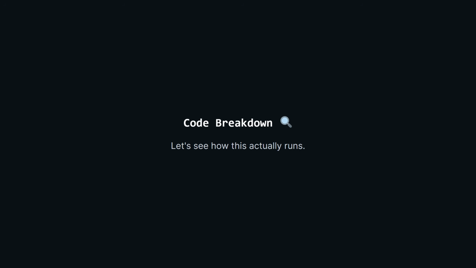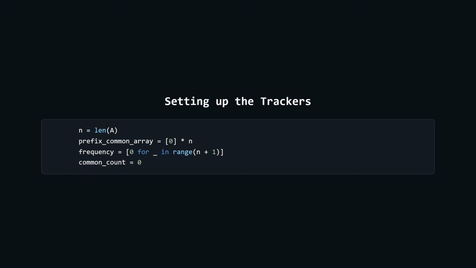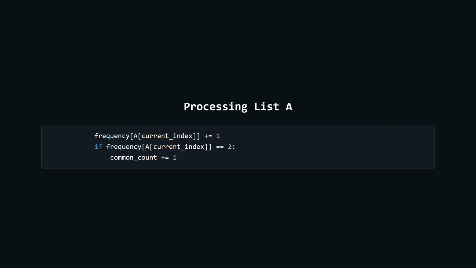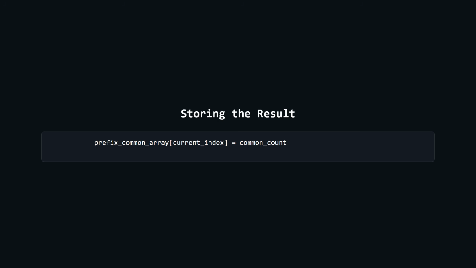Code can be hard to visualize just by staring at it, so let's break this down line by line. First, we set up our answer list, a tally counter called frequency to track occurrences, and a running total for our matches. Then we start walking through the lists, step by step from the beginning. We look at the number in list A, add 1 to its tally, and check, did that tally just hit 2? If yes, we found a match and increase our count. We do the exact same thing for the number in list B, increase its tally, and if it hits 2, bump up our match counter. Finally, we just record whatever our current match total is into our answer list for this position.